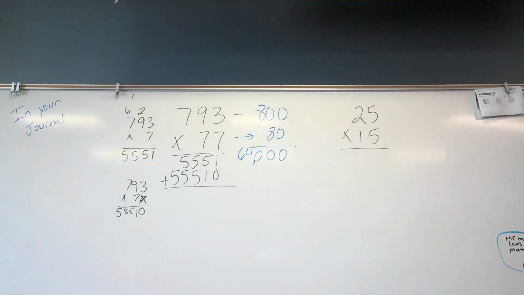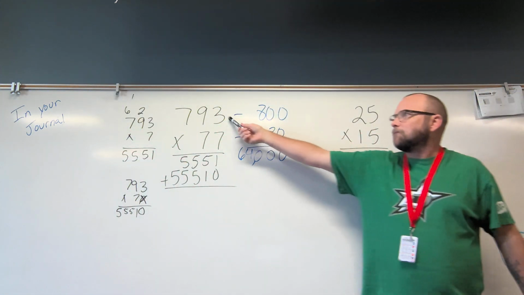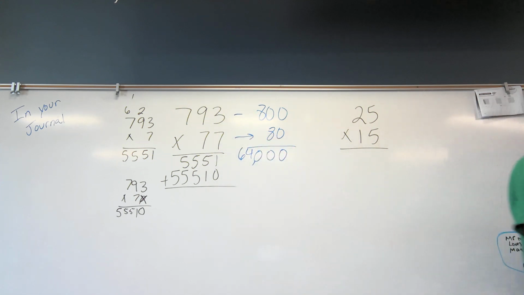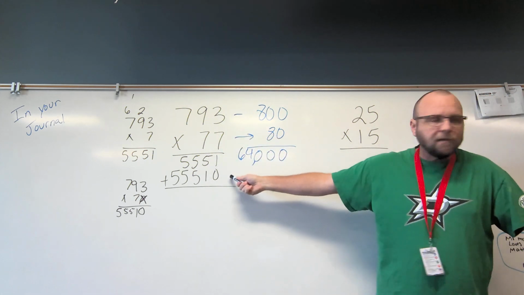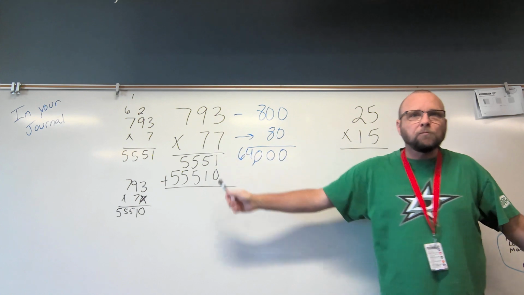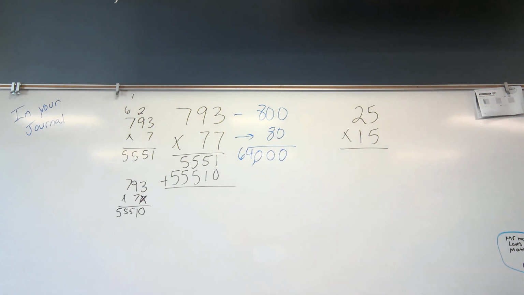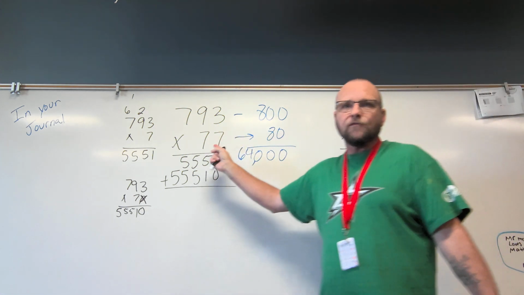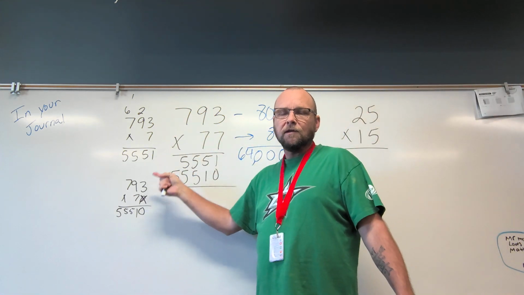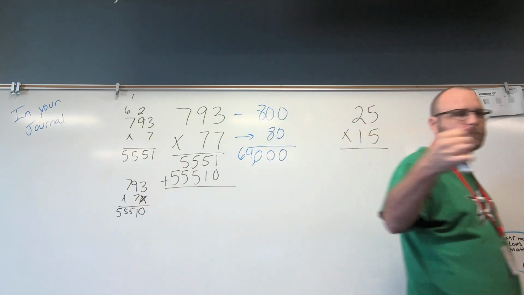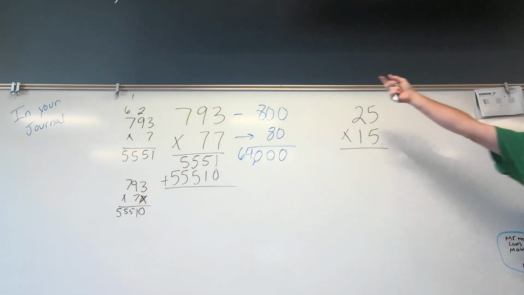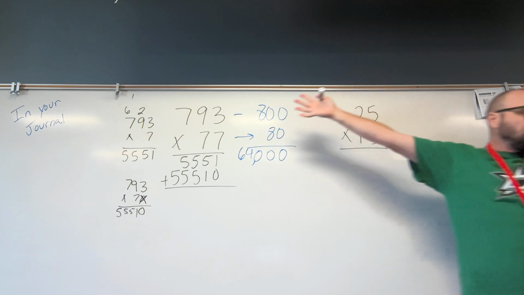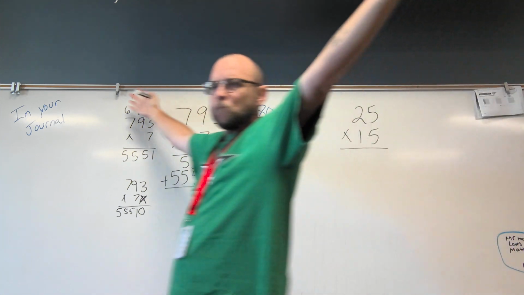So we multiplied this number by 7 both times. So you should get the same answer here, except this one's 70, so you put a 0 there. So if you got different answers for 793 times 7 and 793 times 7, then that's just cray-cray. I'm just saying it's cray-cray. Don't yell at me. I didn't make it cray-cray. Oh, I know what I did.